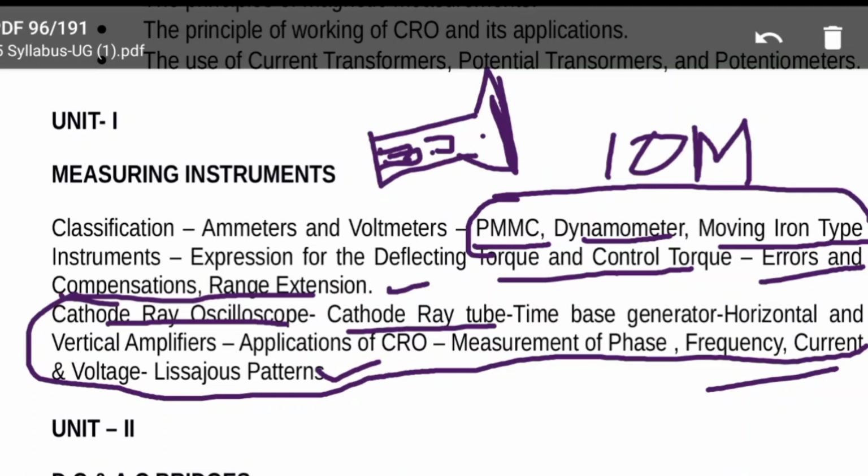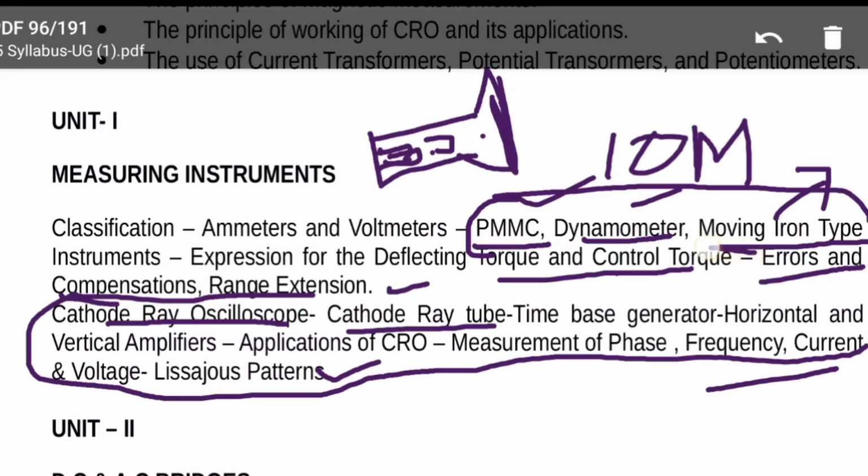Unit 1 measurements. The important things are instruments. Of the 3 types of instruments we use, moving iron, which has 2 types, any one will come, or PMMC or dynamometer. For all these we have to prepare controlling torque, deflecting torque and the torque equations for these 3. After drawing the PMMC instrument, if you simply write the theory, you won't get full marks. You have to write the torque equation also. For the moving iron instrument, TD equals 1 by 2 I square dL by dθ, which is based on inductance.